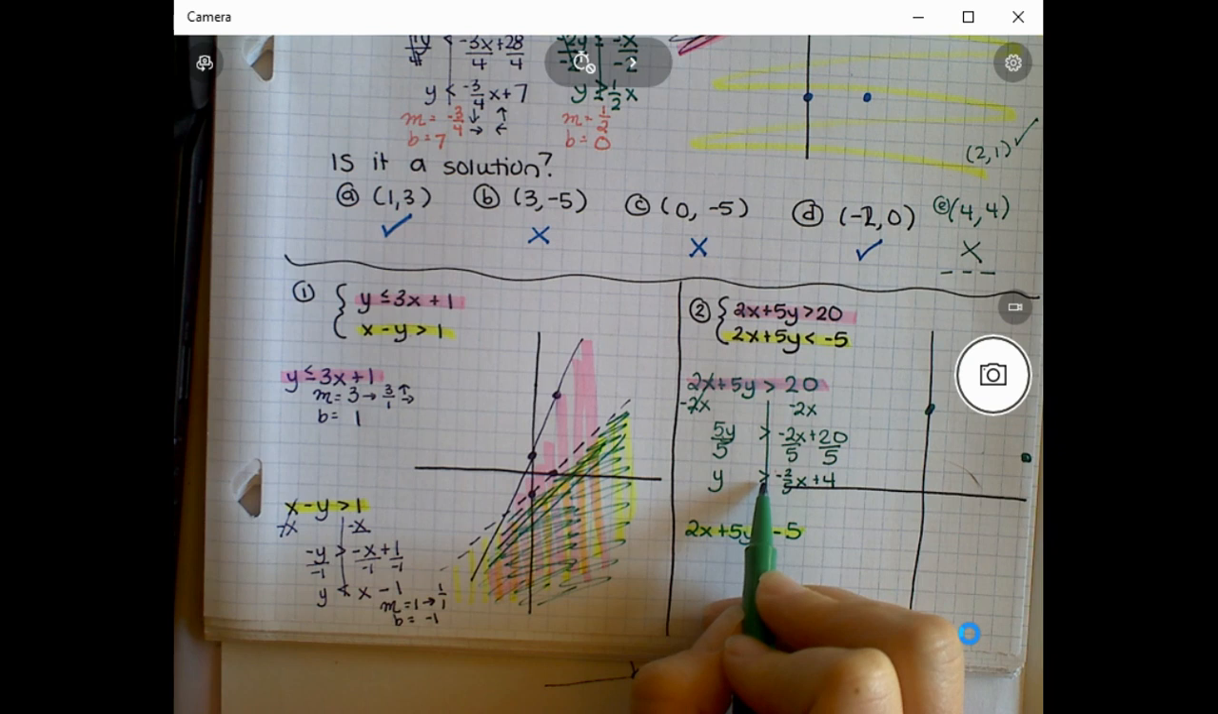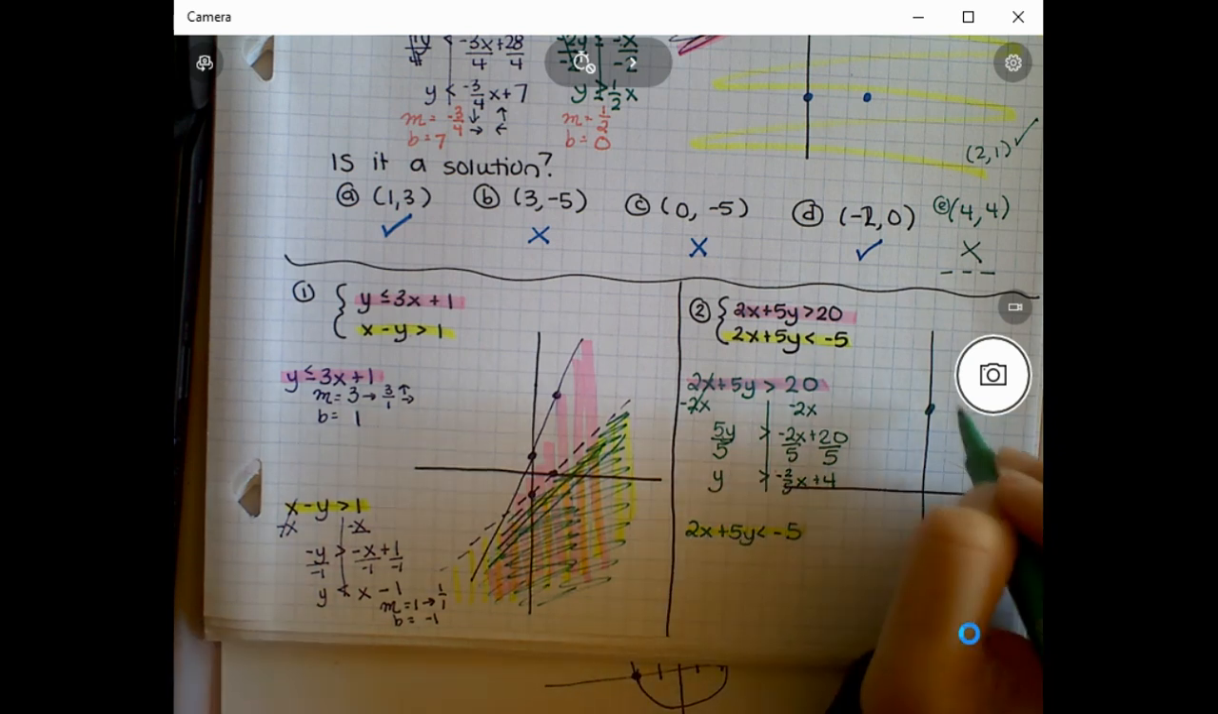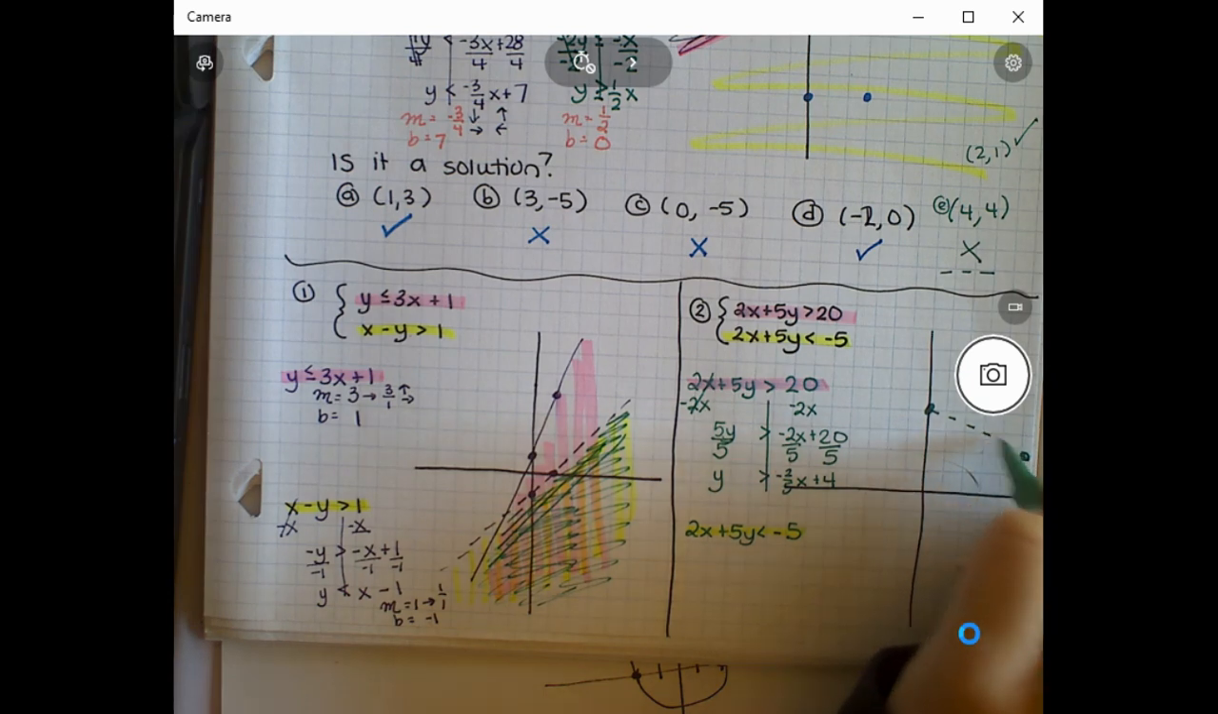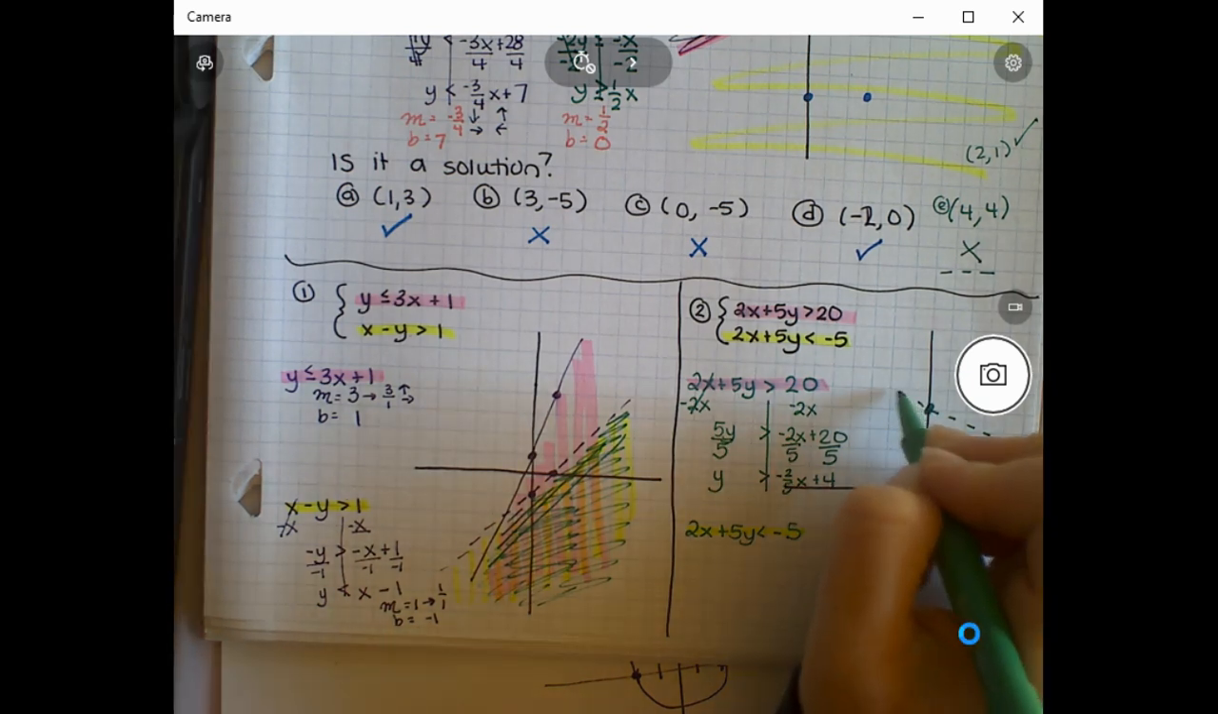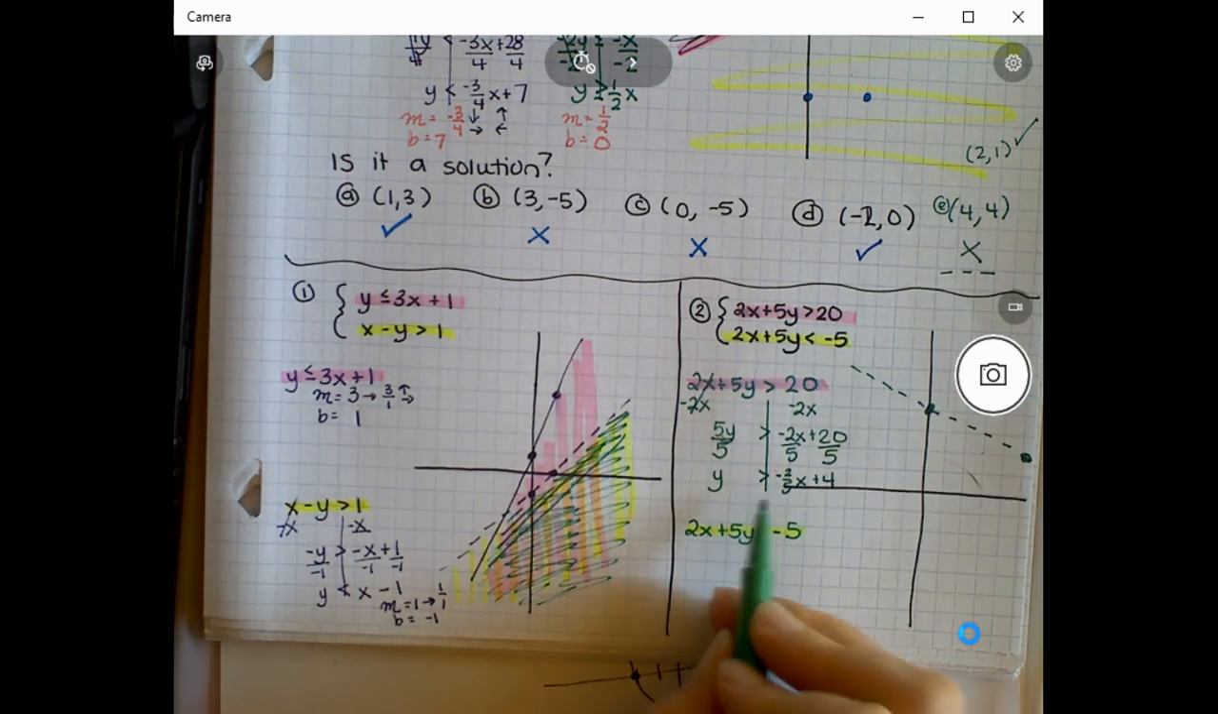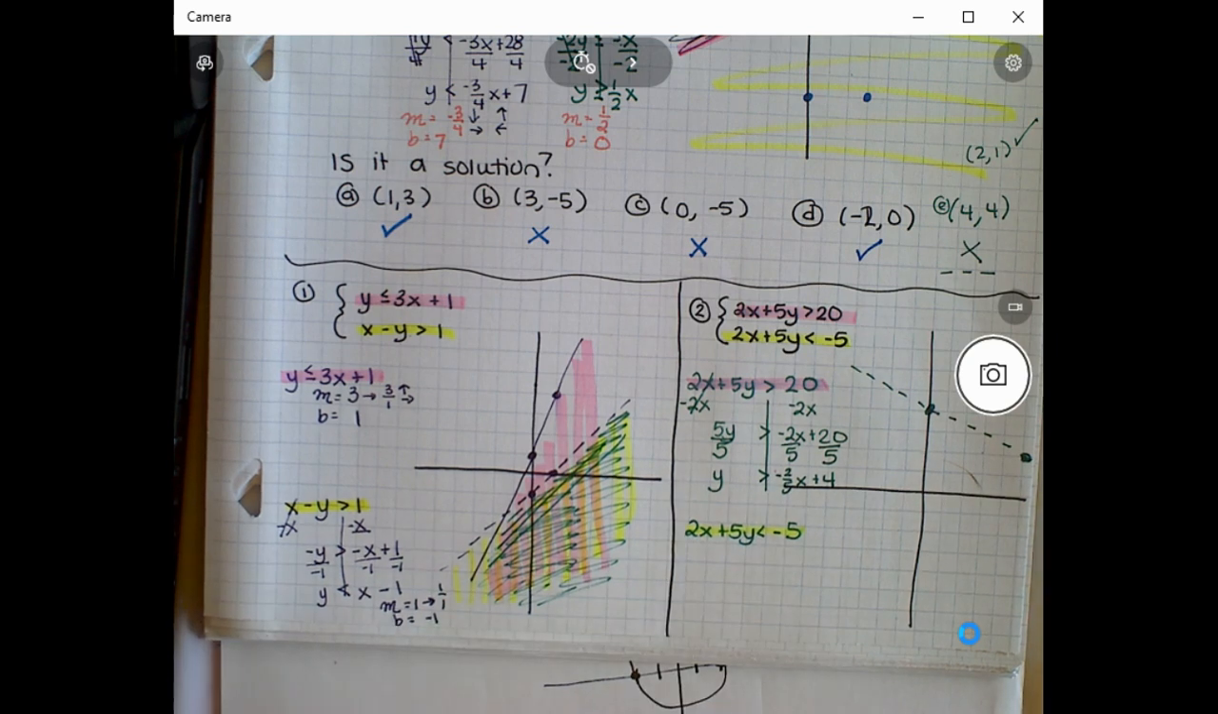It will be a dotted line because this is greater than, not greater than or equal to. So we'll have a dotted line. And it says greater than, so we will shade above.